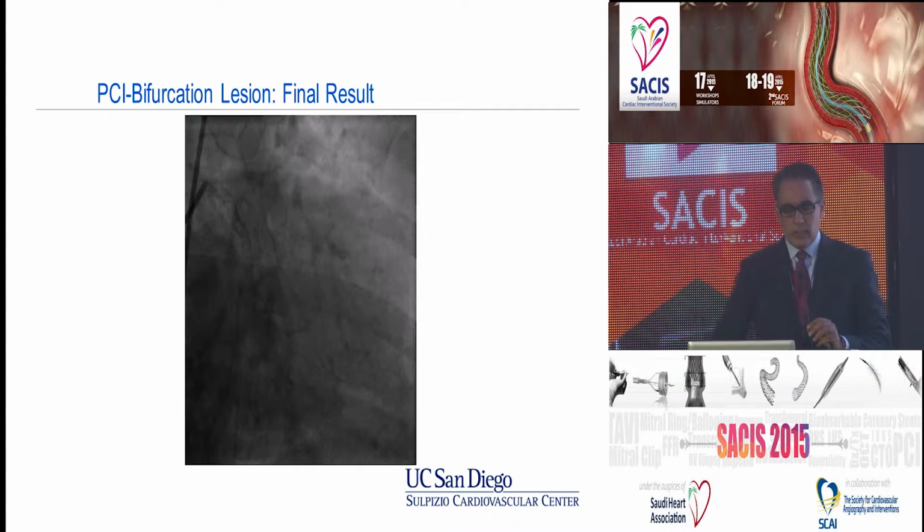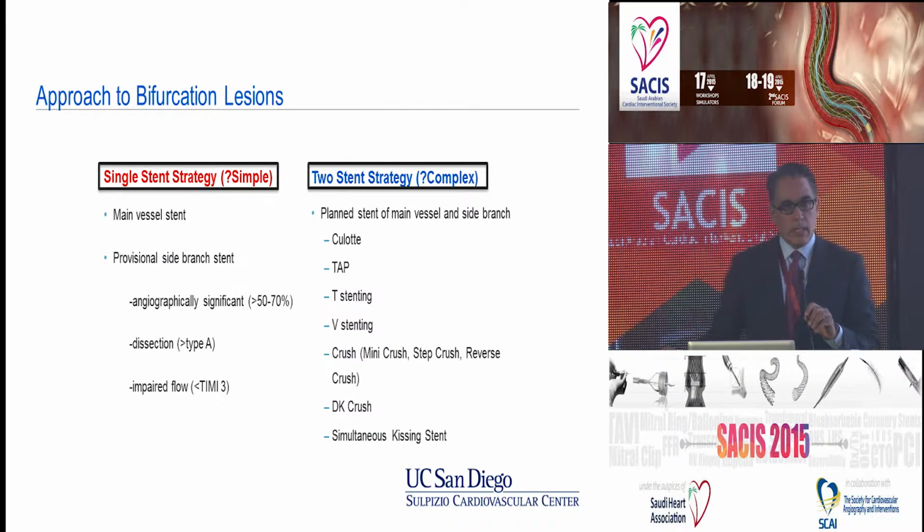So as you think about this case, this is the left approach. This is the single stent approach with provisional stenting of the bifurcation branch. And some people also refer to this as the simple approach. And I'm not sure it's always simple. It's all relative as to what's simple and what's complex. So it's the single stent approach where you stent the main vessel and you provisionally stent the side branch.